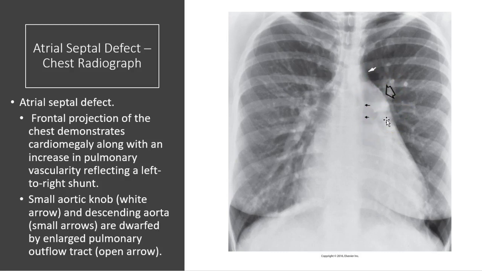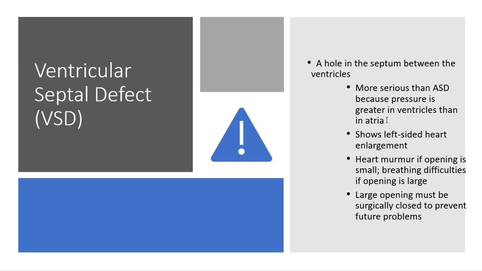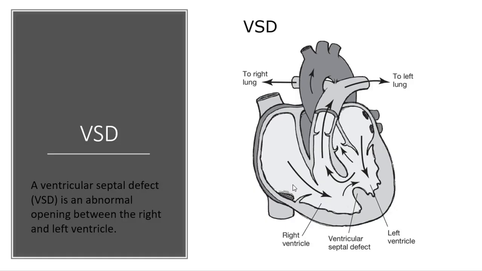All right, ventricular septal defect, which is VSD. It's a hole in the septum between the ventricles. It's more serious than the atrial defect because the pressure is greater in the ventricles than the atria. It shows left-sided heart enlargement, a heart murmur if the opening is small, and breathing difficulties if the opening is large. A large opening must be surgically closed to prevent future problems. And you can see here where the opening is, where the oxygenated and deoxygenated blood are mixing.